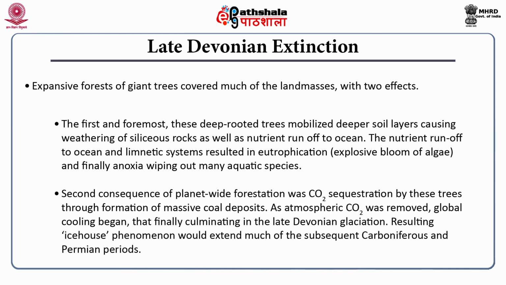Now, the second consequence of the planet-wide afforestation is CO2 sequestered by these trees through the formation of massive coal deposits. The direct CO2 sequestration by the trees of the Devonian era might have actually led to a global glaciation. As atmospheric CO2 was removed, global cooling began, finally culminating in the late Devonian glaciation, resulting in the ice house phenomenon that would extend through much of the subsequent Carboniferous and Permian periods.